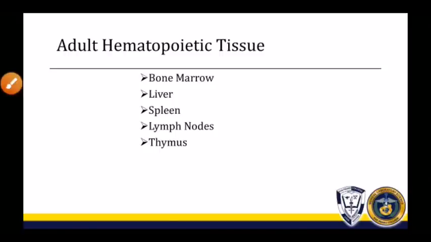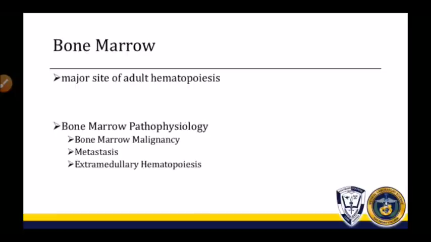At this point of our discussion, we will talk about the different adult hematopoietic tissue. So we will discuss the different hematopoietic organs or the organs involved in hematopoiesis, whether directly or indirectly. We will also talk about the different diseases involving these organs that may affect hematopoiesis. First off, the bone marrow.